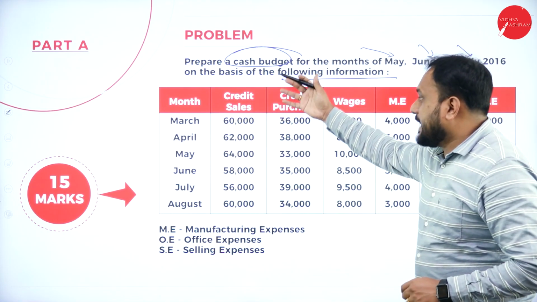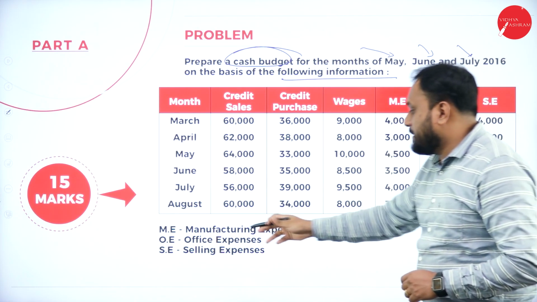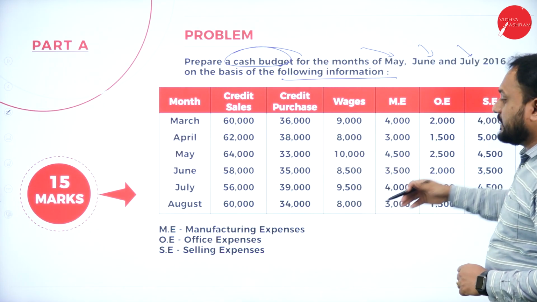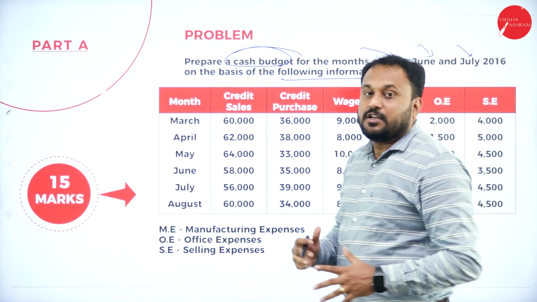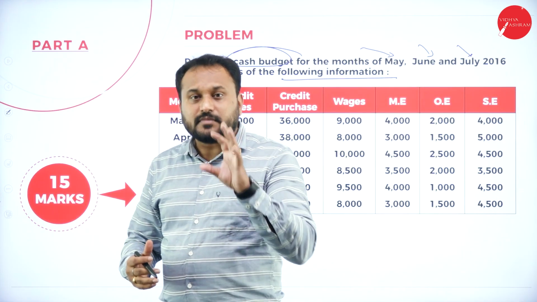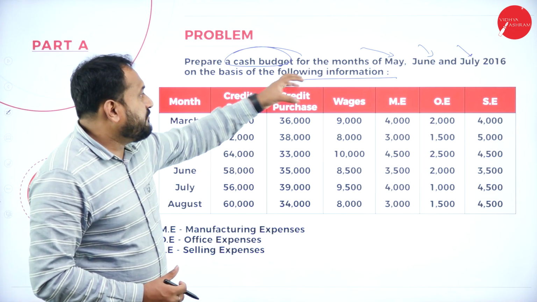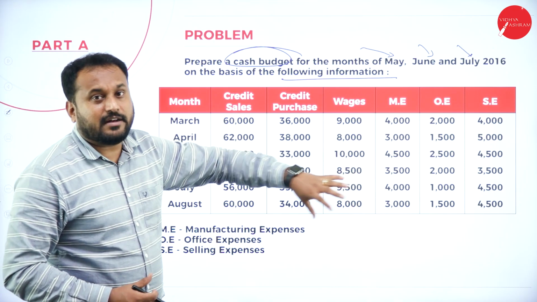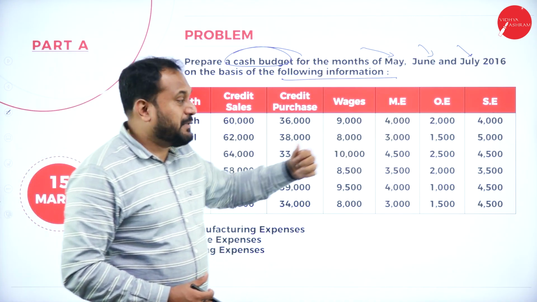So here they have given credit sales, credit purchase, wages. You have ME, that is manufacturing expenses, OE, that is office expenses, and SE, in the sense selling expenses. They have given all these things. Cash budget format also I have given you. Now what you should do is find out which month you are supposed to calculate and which month you are not supposed to calculate. They have only given May, June, July. That means what?